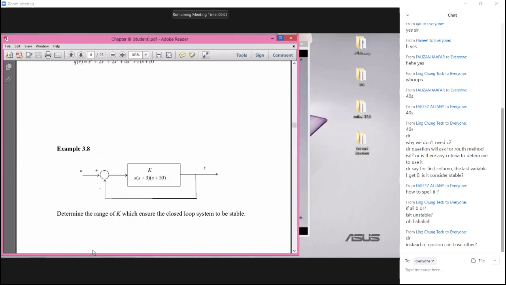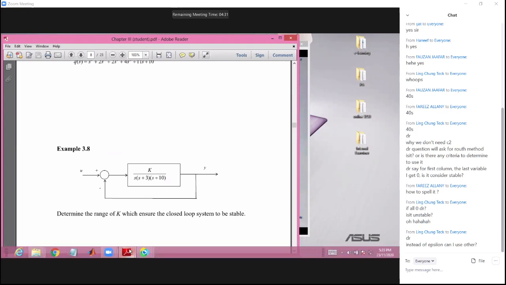All right. So now here, determine the range of k to ensure the closed loop system is stable. We want to know the range of k that you can have so that the system is stable. When designing a controller, you cannot have a very large value of proportional gain. So in this case, we want to know the maximum value of k that still makes the system stable. We can use the Ruth table to determine the value of k.